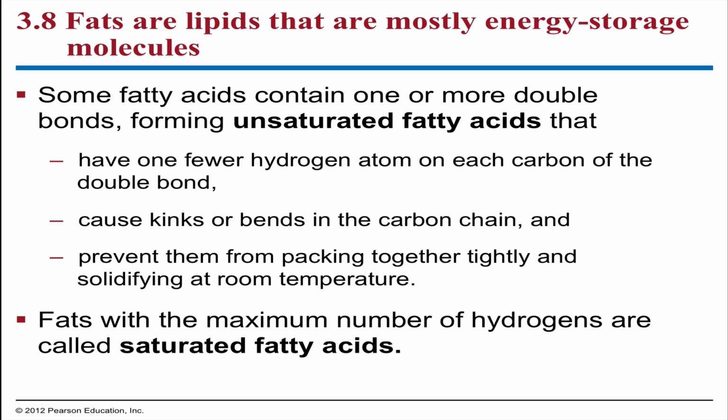Some fatty acids contain one or more double bonds, forming unsaturated fatty acids that have one fewer hydrogen atom on each carbon of the double bond. This can cause kinks or bends in the carbon chain and prevents them from packing together tightly and solidifying at room temperature. Fats with the maximum number of hydrogens are called saturated fatty acids.